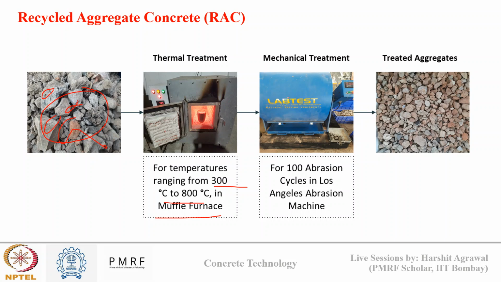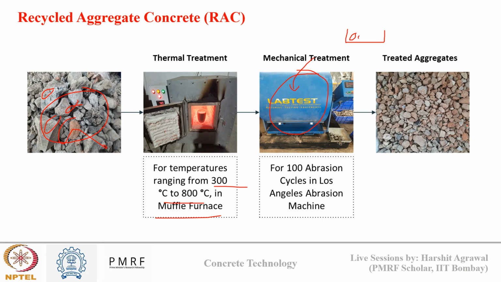Now, after making the layer weak, to remove the mortar, the heated aggregate was then given mechanical treatment using a Los Angeles abrasion machine. In this rotating drum, we loaded the aggregate, added some steel balls, and allowed the aggregates to rotate. When the aggregates strike each other, the mortar weakens and is removed. Once we have removed the mortar from the aggregate, we sieve it and get our coarse aggregates, and those aggregates we used for making concrete.